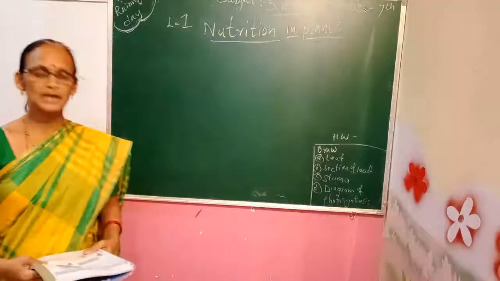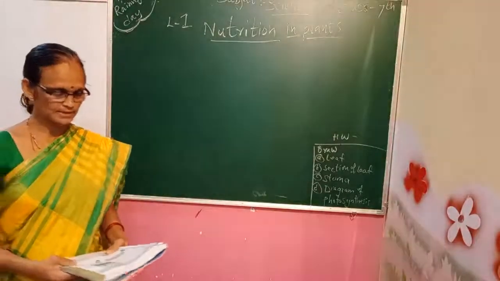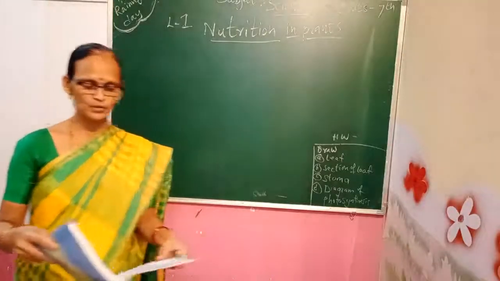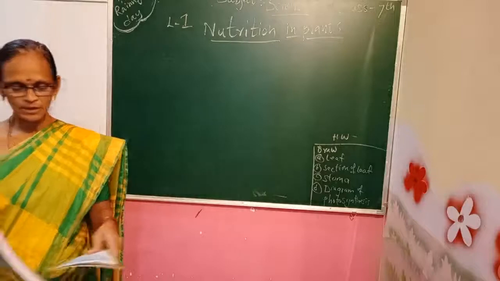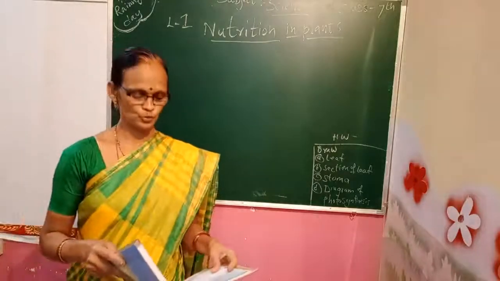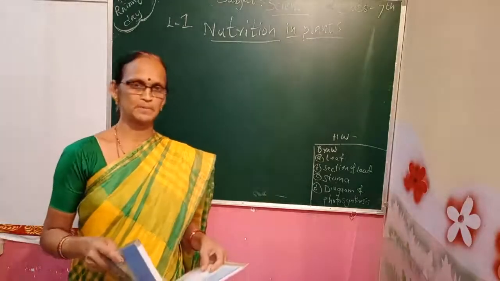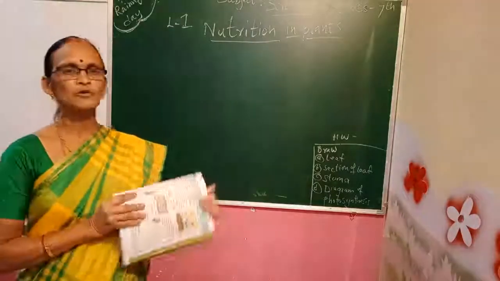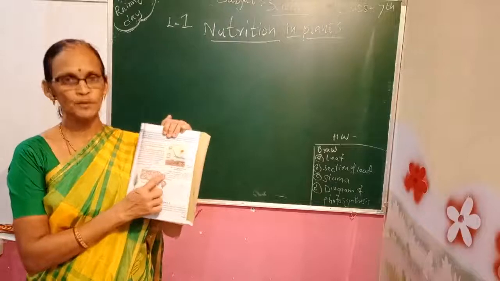Now let us go to the next part of the lesson. Yesterday I told you about chlorophyll. What is chlorophyll? The green color pigment in the leaf is called chlorophyll. Here they have given the chlorophyll picture.